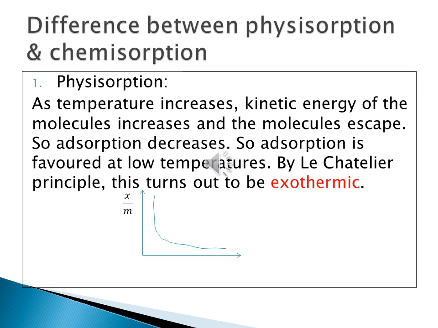So if you plot x by m, which shows adsorption, against temperature, see how the graph is. As temperature increases, x by m is decreasing. You have learnt this in Le Chatelier's principle. If you are not able to recall it, just understand: Le Chatelier's principle says that reactions which are favored at low temperatures will be exothermic. So physisorption also tends to be exothermic.